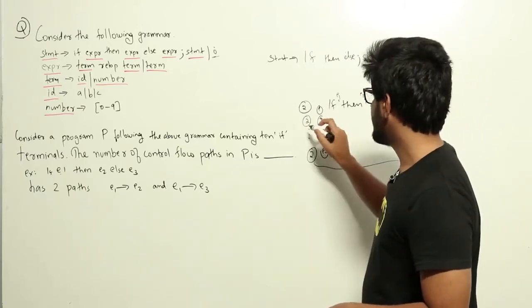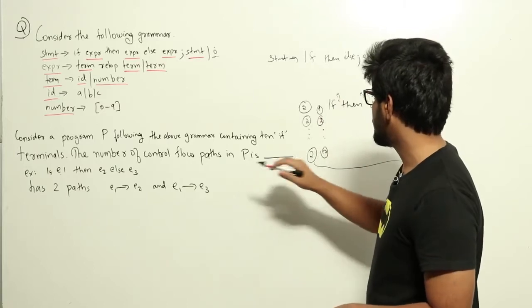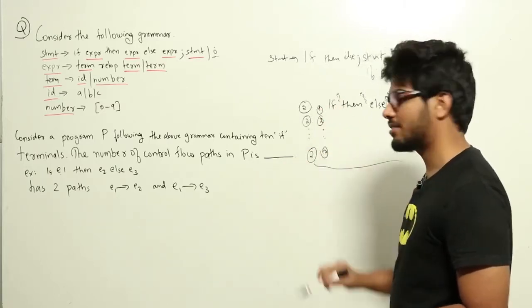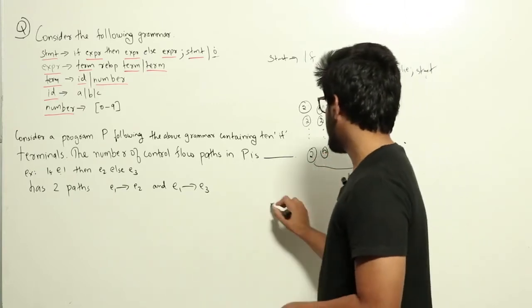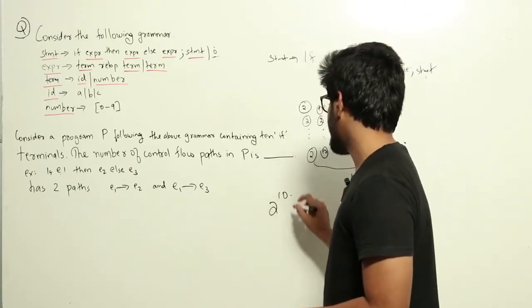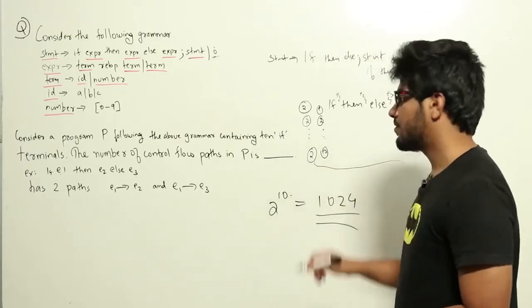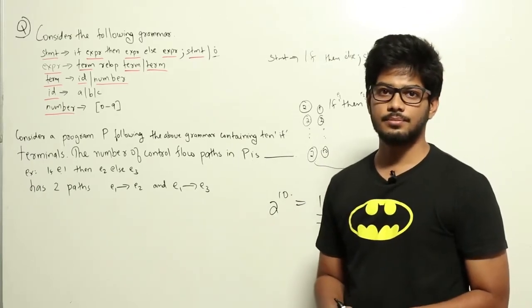So the total number of control flow paths would be 2 into 2 into etc. up to this. That is, there are 10 statements, which is nothing but 2 raised to 10. That is 1024, which was the answer to this question.